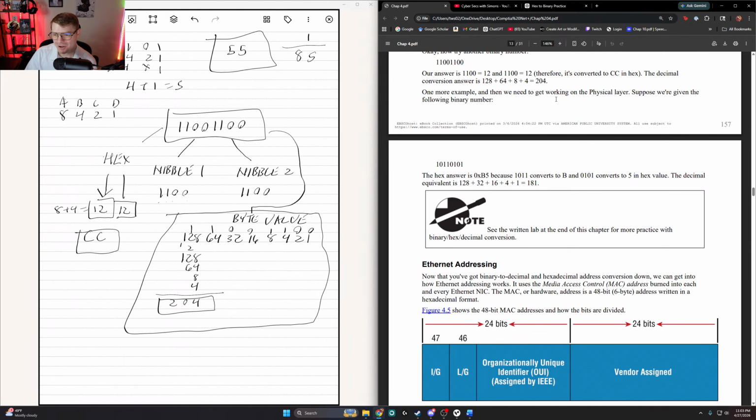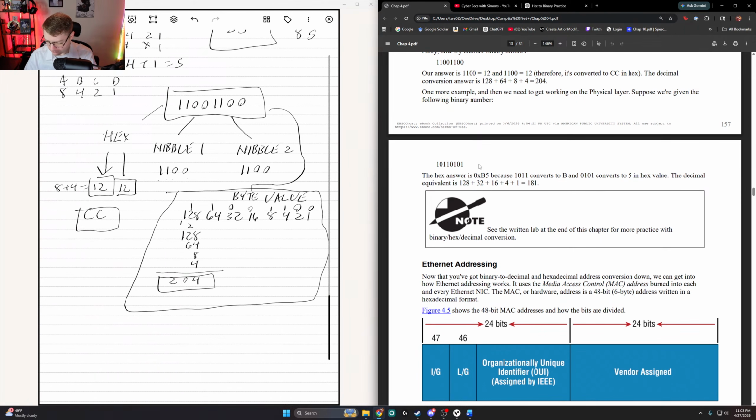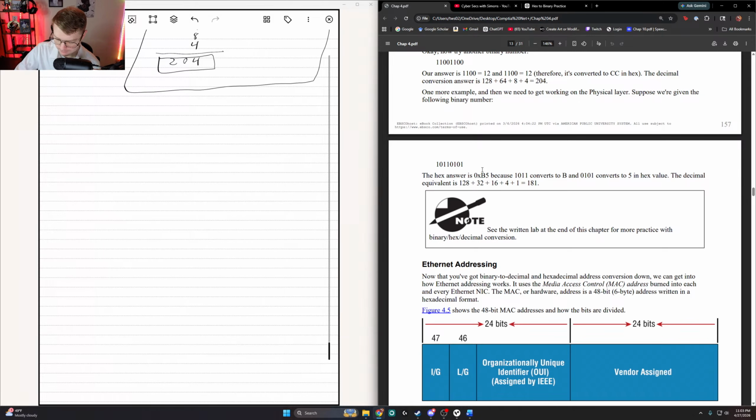One more example, and then we're ready to get working on the physical layer. Suppose we're given the following binary number. All right, we have 10110101. So first we're going to work on hexadecimal. So we have 1, 0, 1, 1, 0, 1, 0, 1. So our nibble 1 equals 1, 0, 1, 1. And then nibble 2, 0, 1, 0, 1. Our nibble, remember, is 8, 4, 2, and 1.